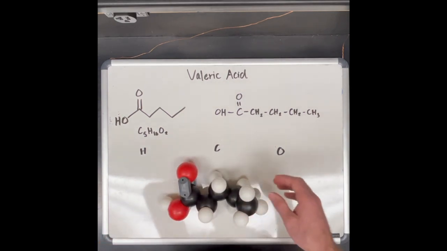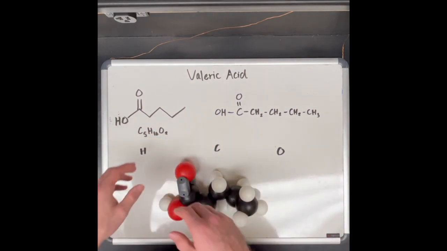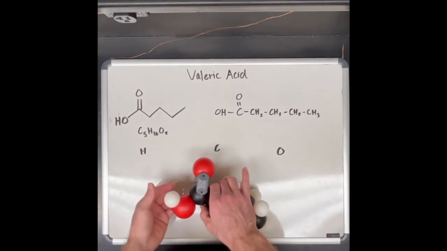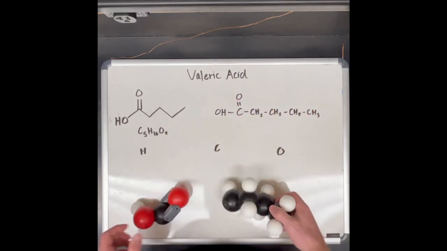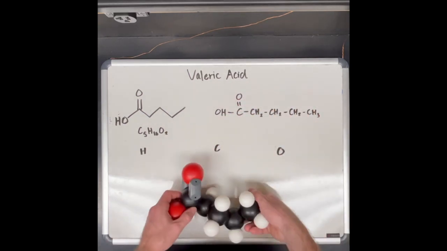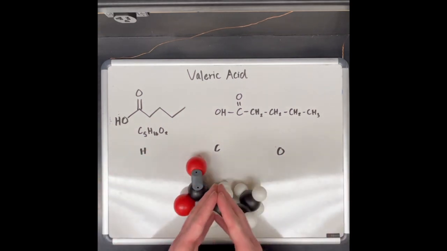So as we can see, we can determine that this chain is going to be the alkane chain represented here, and our carboxylic acid group is going to be represented by this molecular structure. Carboxylic acid, alkane chain, bonded together to form valeric acid. And that is how to build the physical structure for valeric acid.